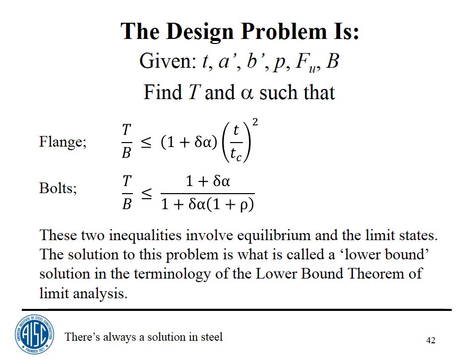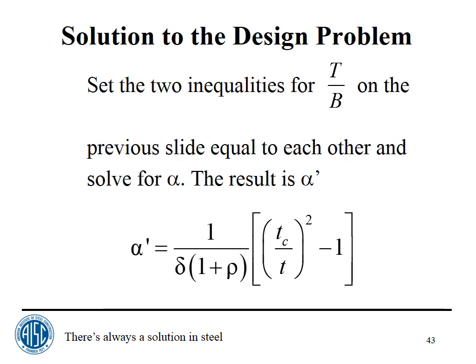How do we solve this problem? Well, what we do is we set the two inequalities equal to each other. We make them equalities, and we set them equal to each other. And then the result is an equation that we can solve for alpha prime, given by the formula here, which is in part 9 of the manual. It's 1 plus delta over 1 plus rho, multiplied by the quantity in the square brackets, T sub C over T minus 1. Notice that all these formulas are in dimensionless form.